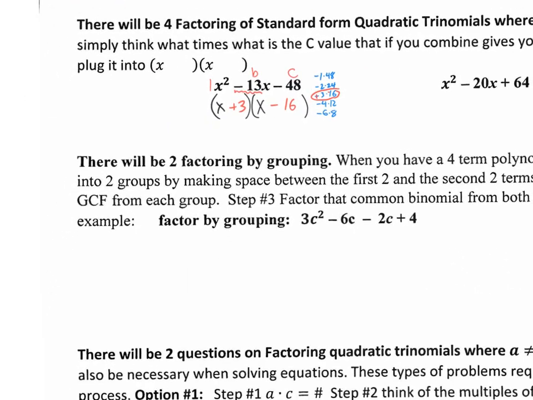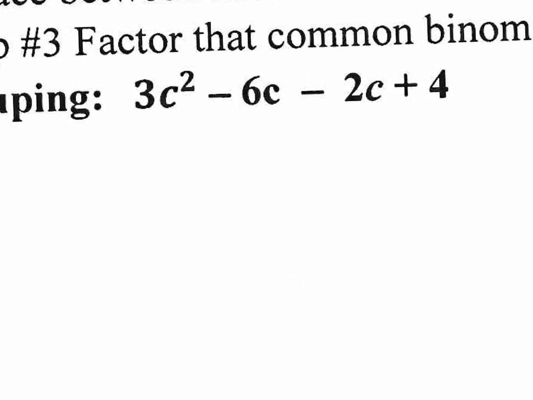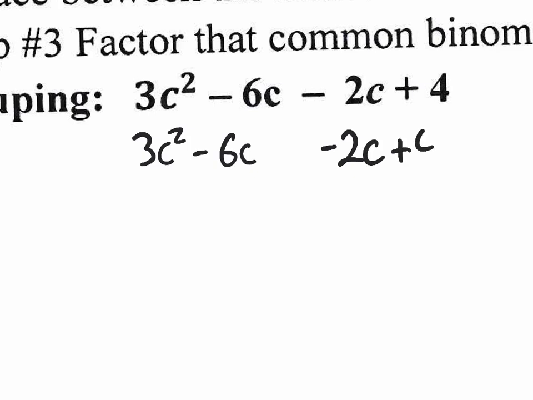You should be happy that you have 4 of those. Now there's going to be 2 factoring by grouping problems. What we should be doing here, especially if there's 4 terms, is to separate them into 2 groups. That's step 1. 3c squared minus 6c, leave some space, minus 2c plus 4.